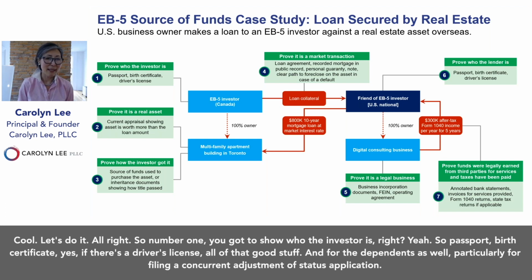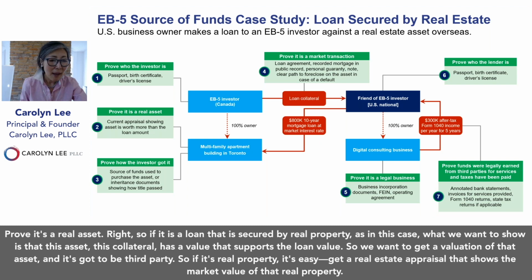Cool, let's do it. All right, so number one, you've got to show who the investor is, right? Yeah, so passport, birth certificate, and if there's a driver's license, all of that good stuff. And for the dependents as well, particularly for filing a concurrent adjustment of status application. Number two, prove it's a real asset. Great.